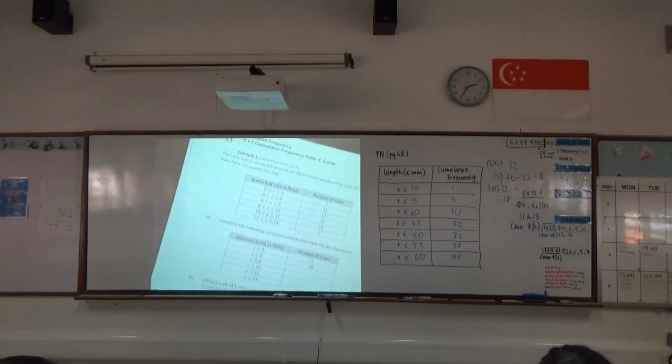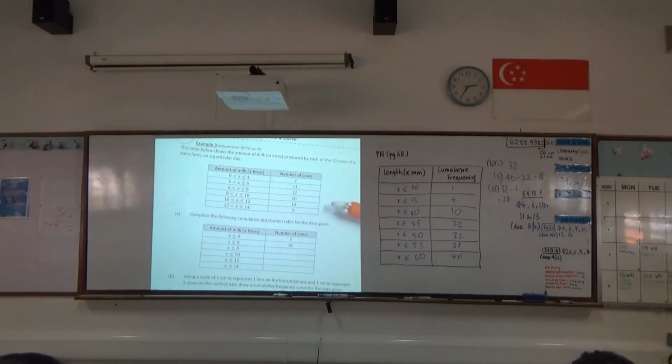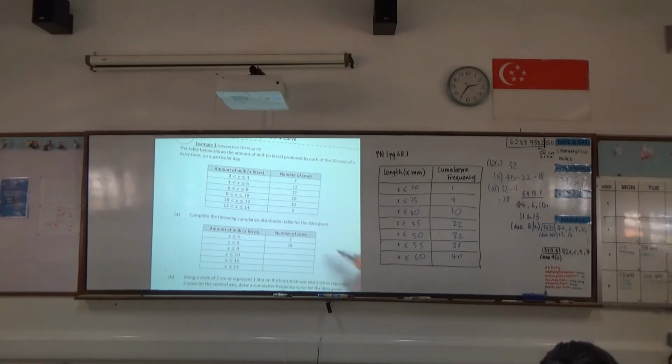Now example 3. We are given a frequency table. We want to complete this cumulative frequency table. So could I just give you a minute to actually solve this question? Fill out the table.